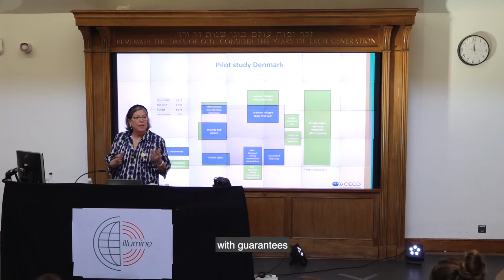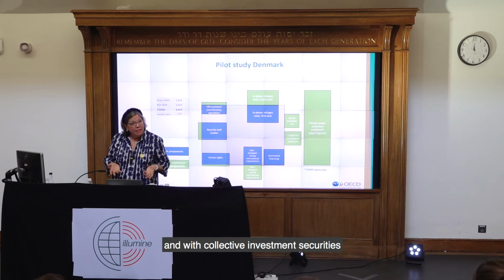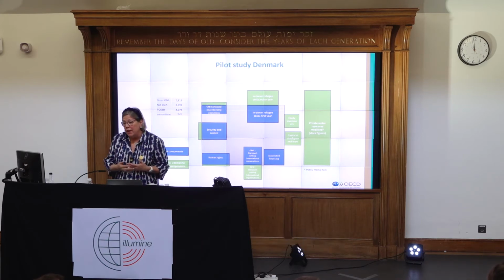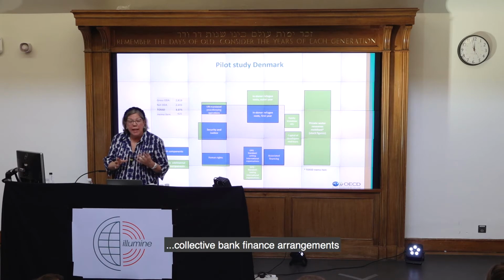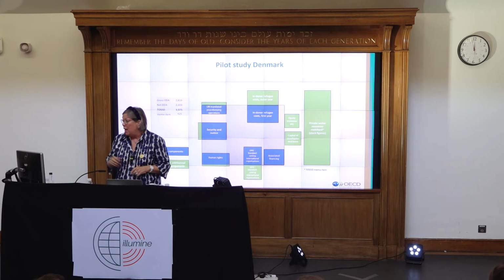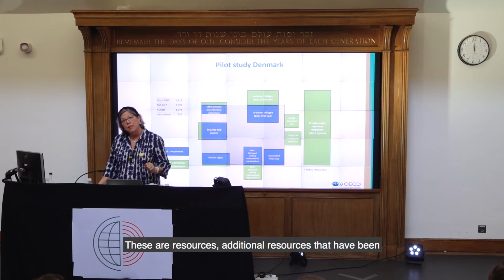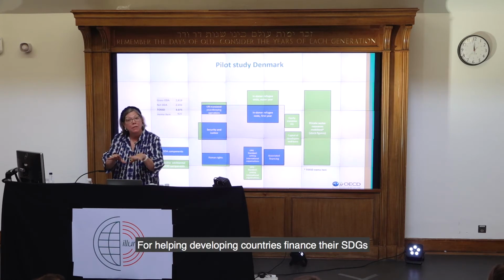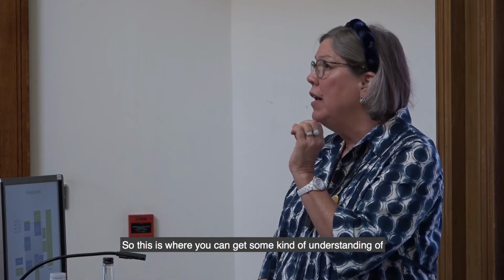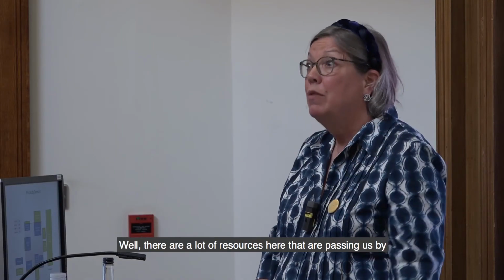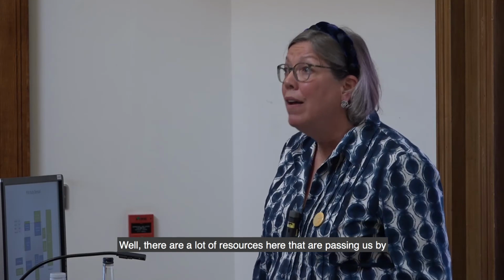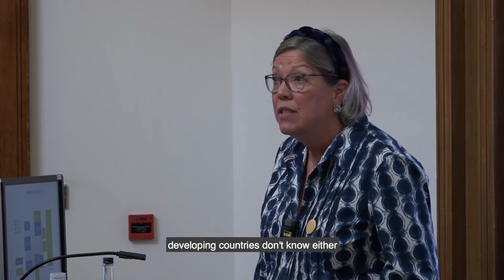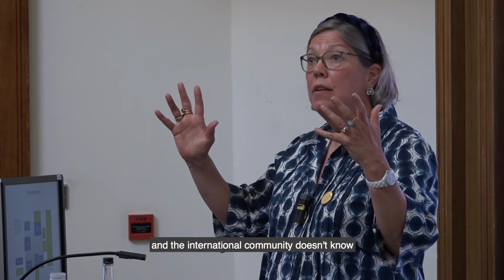So it's with guarantees and with collective investment securities and different kinds of collective bank finance arrangements that are taking place. These are additional resources that have been mobilized by Denmark for helping developing countries finance their SDGs. So this is where you can get some understanding of the fact that there are a lot of resources here that are passing us by. We don't know what's happening, and developing countries don't know either. And the international community doesn't know.